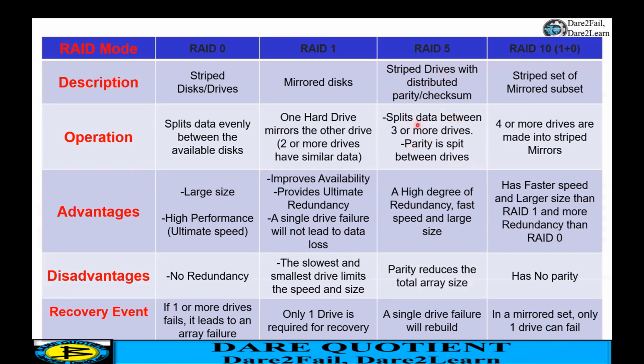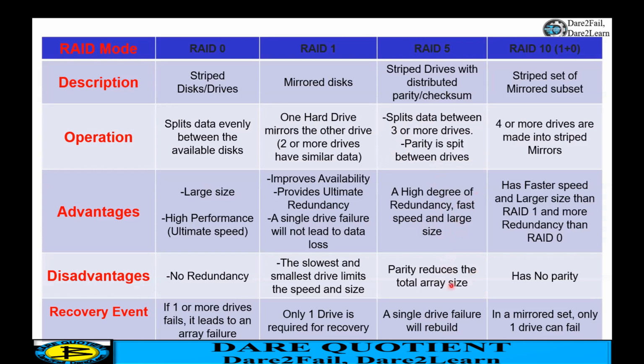So for a RAID 5, you need at least 4 hard drives, and the data is split between 3, while the last block is used for parity or for checksum, and that is the block that stores the complete data that is being split in the other drives. And with the RAID 5, you get a high degree of redundancy and speed, and you get large size.